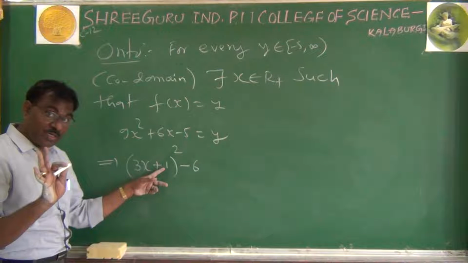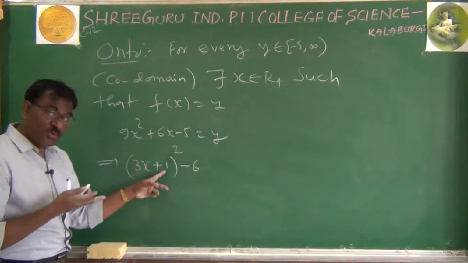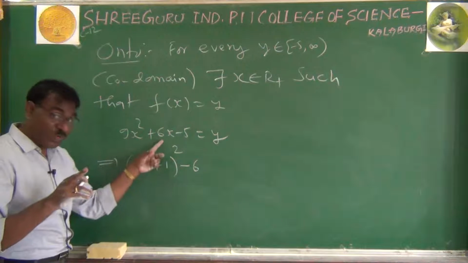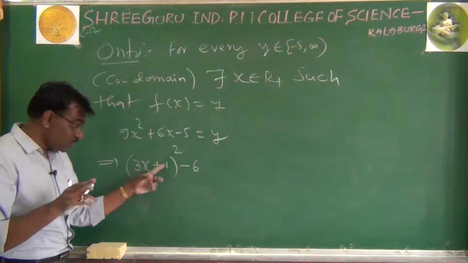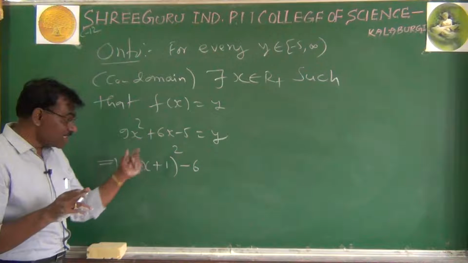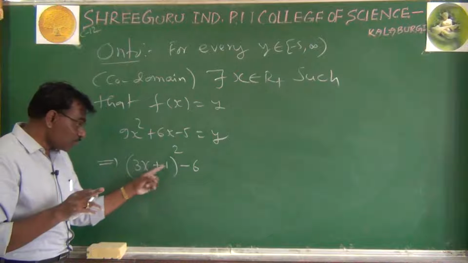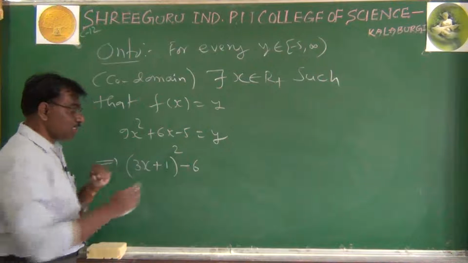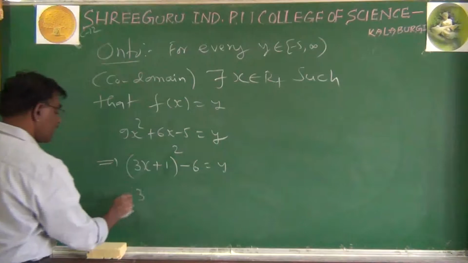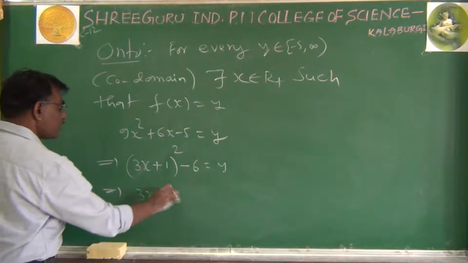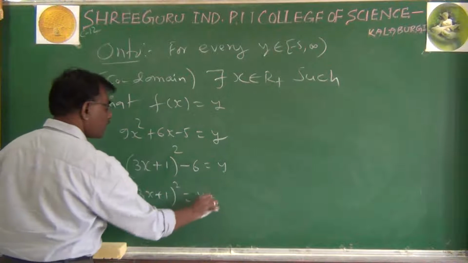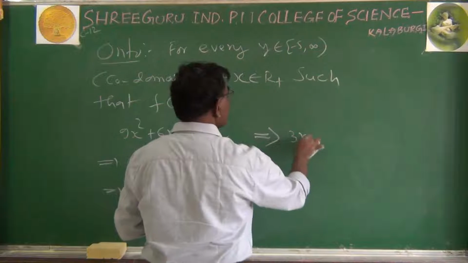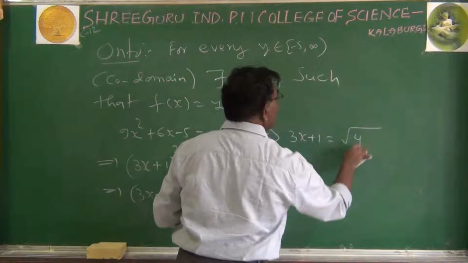It's very important. If 12x is there, definitely it comes 2 only, because 2 into 4 into 3 is 12. But if 6x is there, here 1 into 2 into 3 is 6. But plus 1 is there, here minus 5 is there, plus 1 minus 6 equal to minus 5. So 3x plus 1 whole square equal to y plus 6. It implies 3x plus 1 equal to root y plus 6.